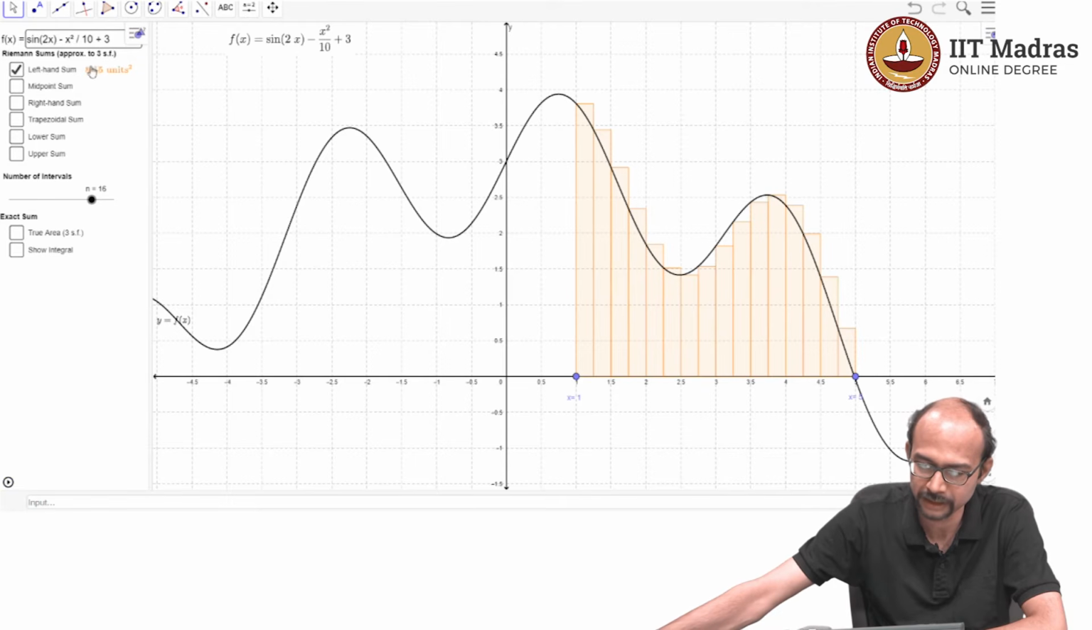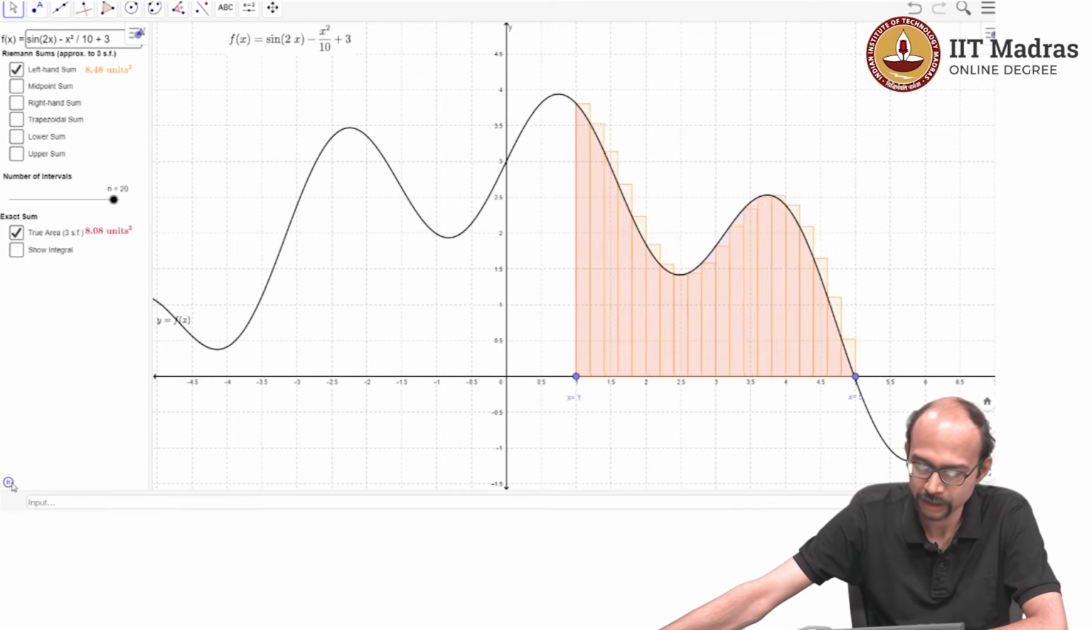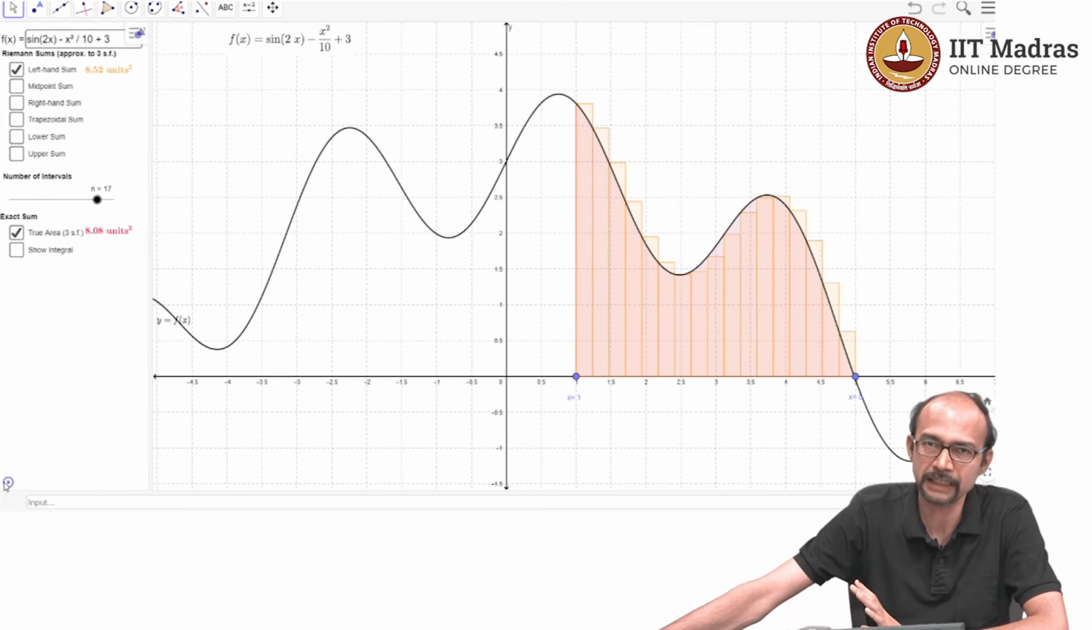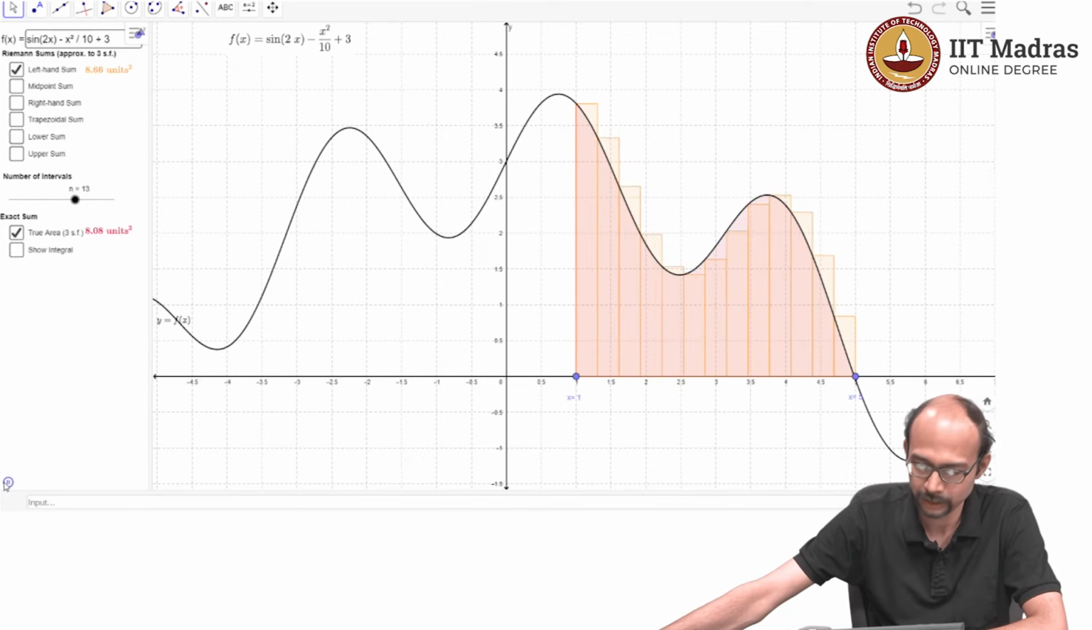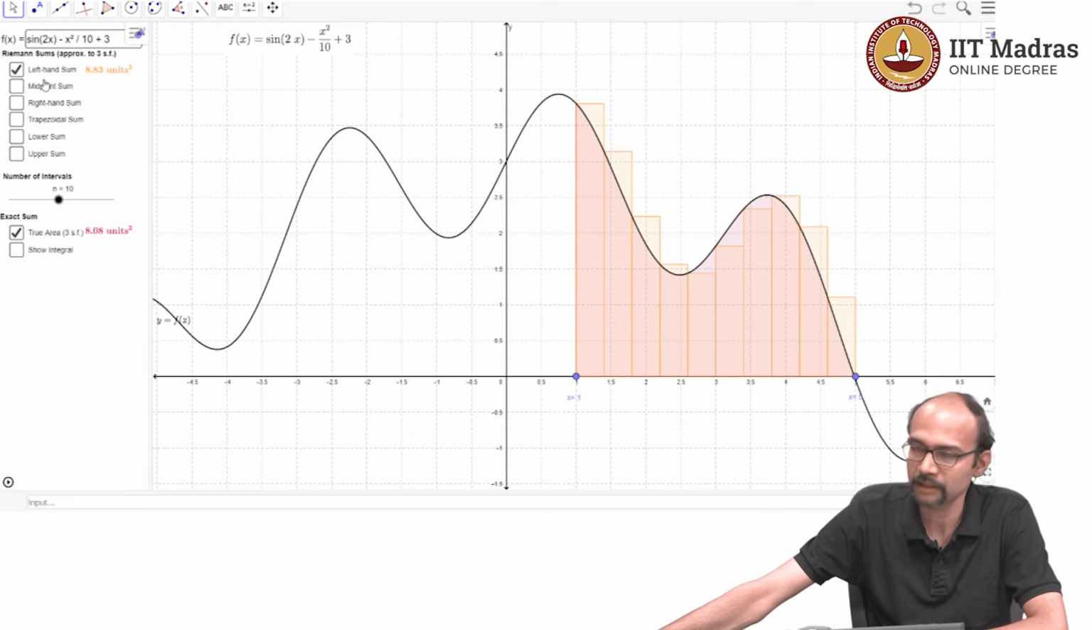So the area is occurring in this panel on the left, where you have the left hand sum. And what is the true area? Well, it's 8.08 square units, and as you go on, it's going to get better and better. Of course, it may not get better immediately, but in the long run you would expect that it gets better. Okay. So this is with a choice of xi star equals xi minus 1.